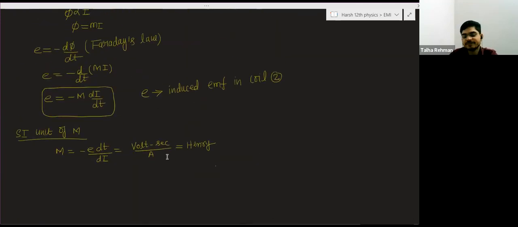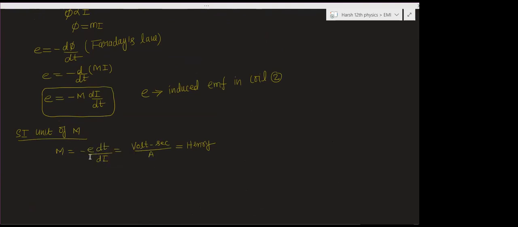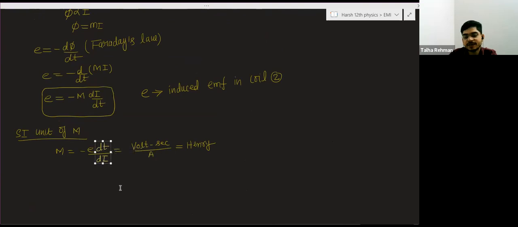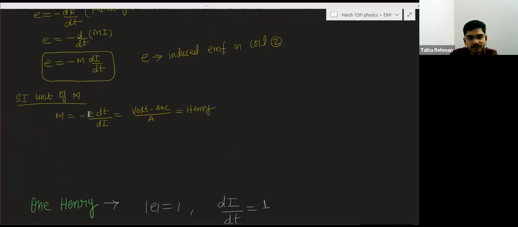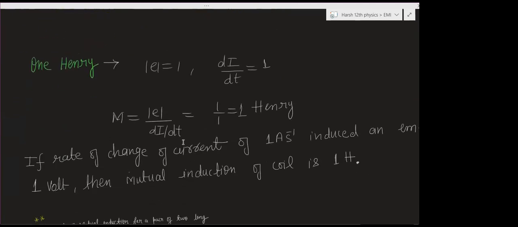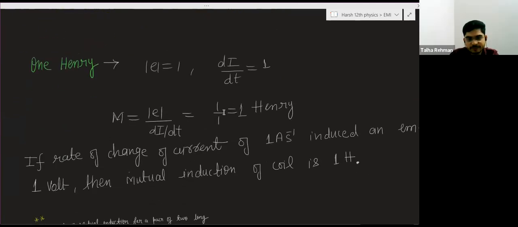If you want to define 1 Henry, this is also very simple. You write this formula and take the magnitude of E as 1 and di by dt as 1, just like you defined 1 coulomb. For 1 Henry, take the magnitude of induced EMF equal to 1, and the change in current with respect to time equal to 1, and put them in this formula. This M is E divided by di by dt, so you get 1 by 1 equal to 1 Henry.